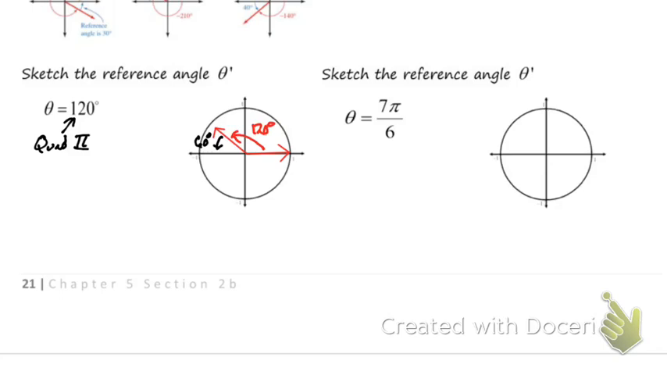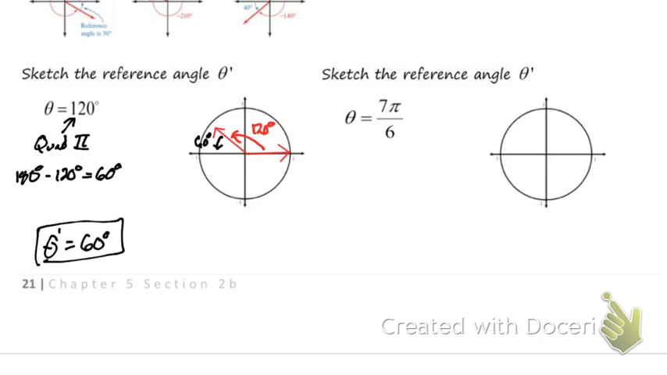And then I would just go, okay, in quadrant 2 we have 180 minus 120. That just equals our 60 degrees. So that means my reference angle is 60 degrees. I would just do that math.